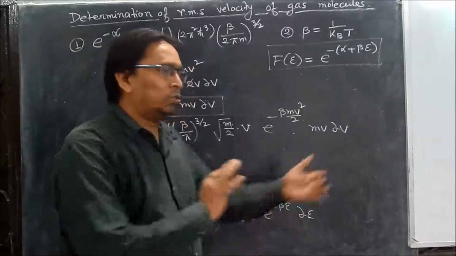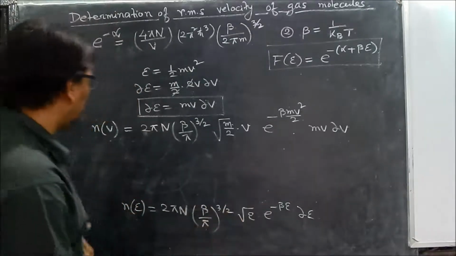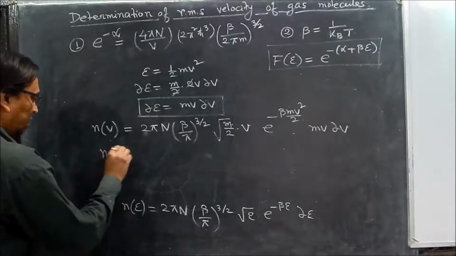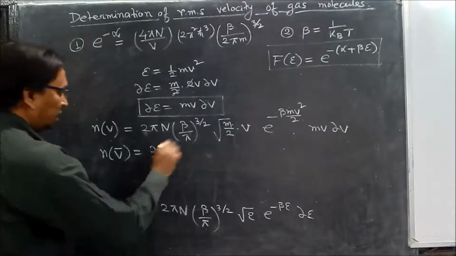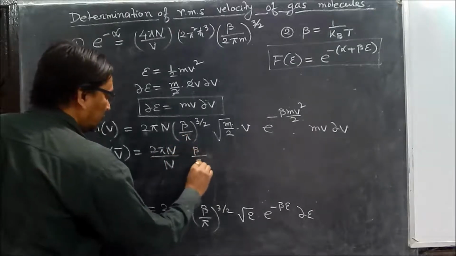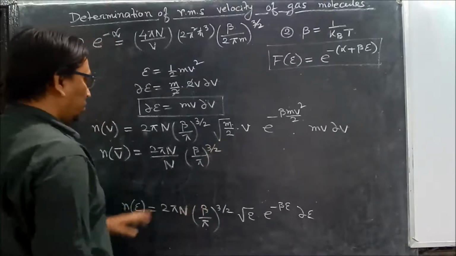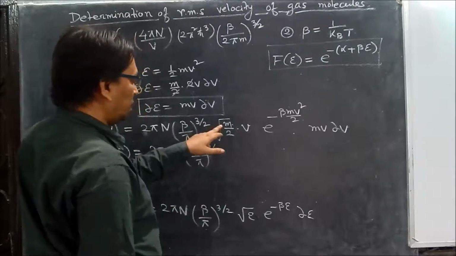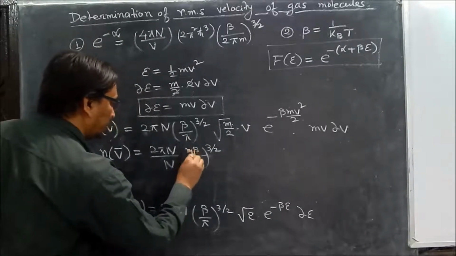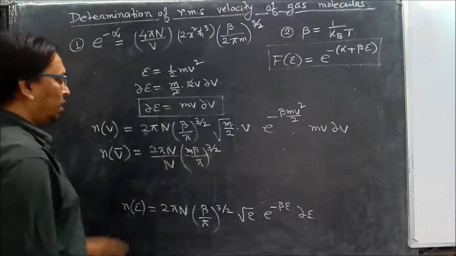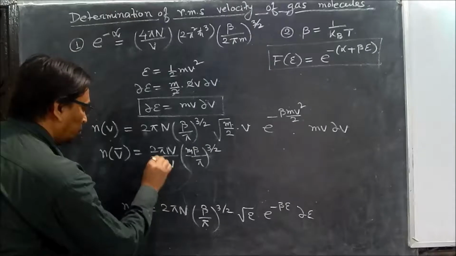Now this is within the total system. The system contains a total of n particles. So what is the average velocity of these particles? That can be given as n v bar. So this is 2 pi n divided by the total number of particles, and all those functions will remain as they are: beta by pi whole to the power 3 by 2. Here we can see that this has m to the power half, and here also m, so m to the power 3 by 2. So we can insert m here, such that this becomes m beta by pi, and the remaining thing is root under 2.